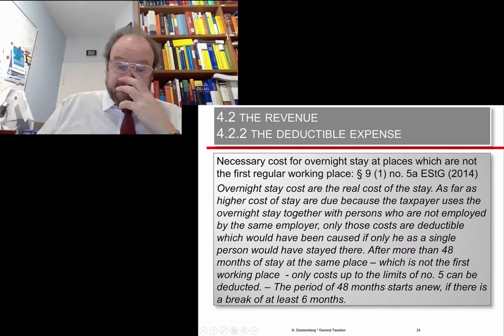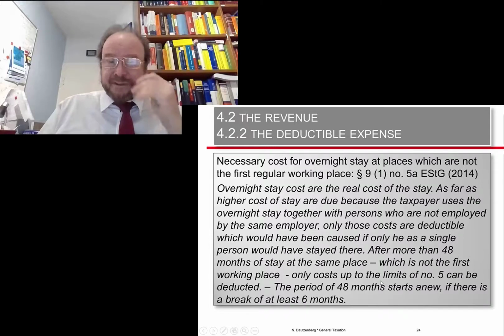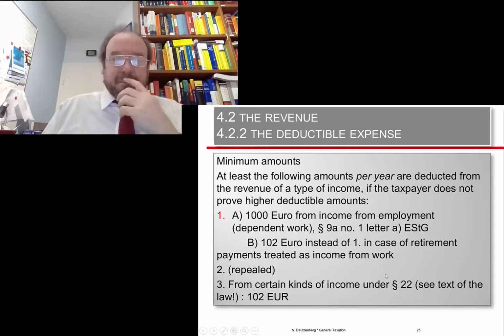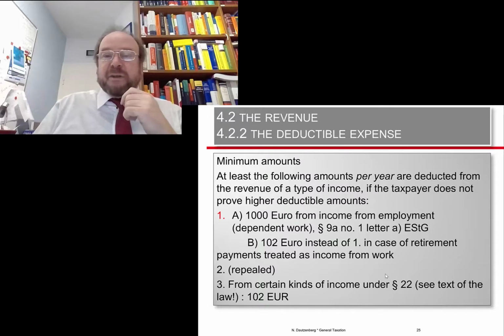Same things for necessary cost for overnight stays. There are also some simplifications, and here the utmost simplification to make the work on the taxpayer's tax declaration a bit more simple. If you have employees and somebody has income from employment, up to €1,000 a year are believed without any proof as the minimum amount of deductible expenses if you have a current job.